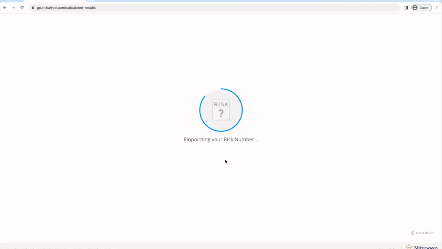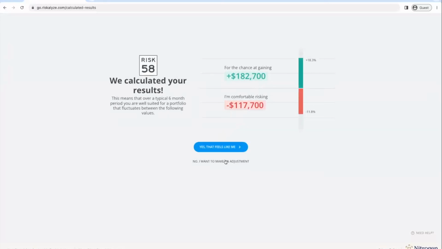Ultimately, what the tool is going to give us is a risk score on a scale of 1 to 99, 1 being cash with no market risk or no investment risk, and 99 being the riskiest stock that you could imagine in the markets right now. So clicking through the way that I did, it gave me a risk score of 58. That's almost down the middle, but leaning toward a moderate to moderately aggressive approach over a 6-month period of time. And it's going to give us that range of returns that we may target.